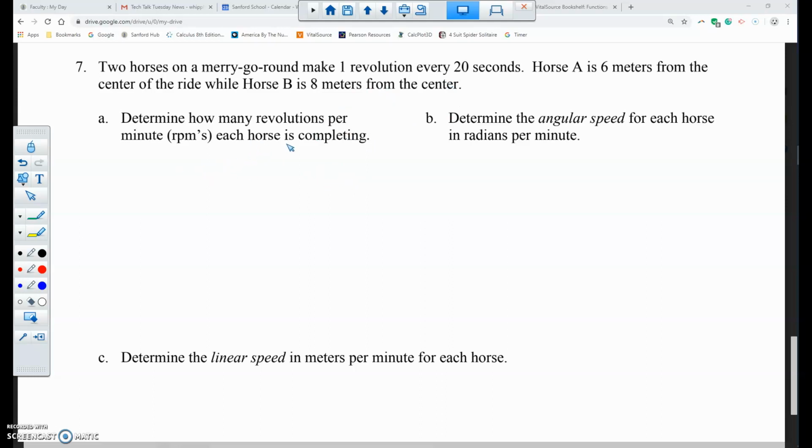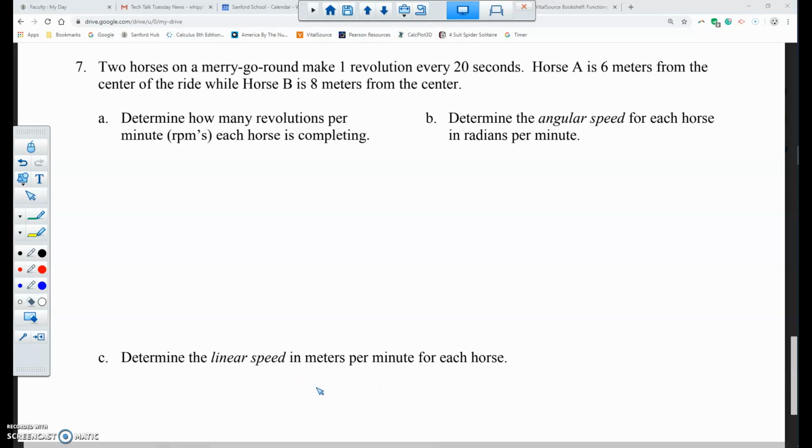Once you know how many revolutions you're doing in 1 minute, then you need to figure out how many radians that would be in 1 minute. You know how many radians are in 1 revolution, so you should be able to go from your answer in part A to your answer in part B. And once you've figured out how many radians you have in a minute, then you'll be getting the speed in meters per minute.